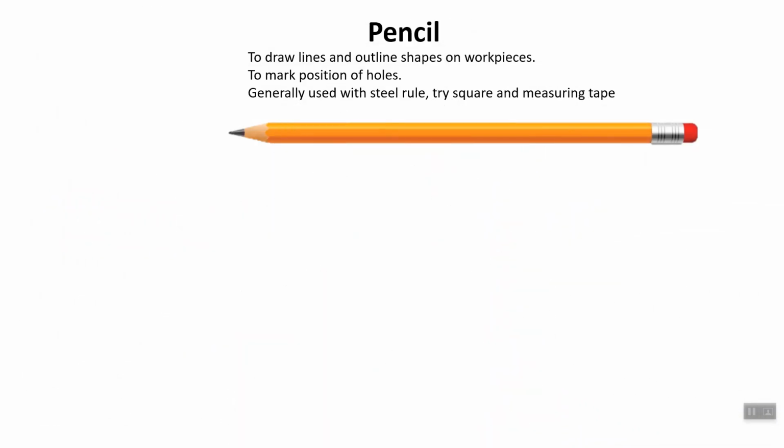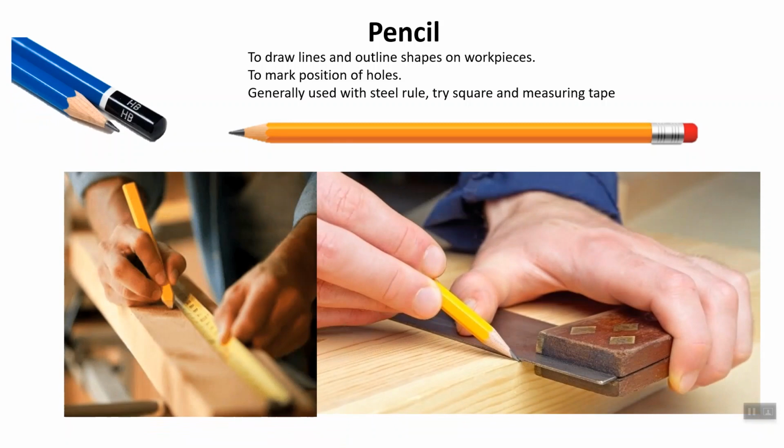Then to mark out onto the material, onto wood, we use a pencil, to draw lines and outline shapes on wood workpieces. To mark the position of holes, we usually use a steel rule or tri-square and measuring tape. So the pencil is an essential marking tool in the workshop.